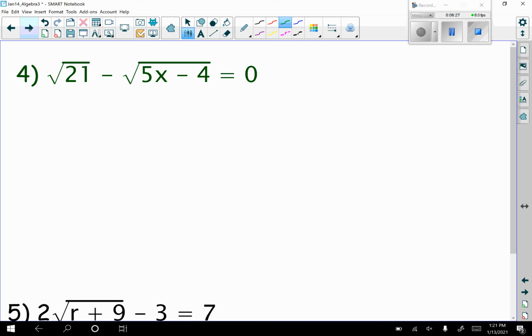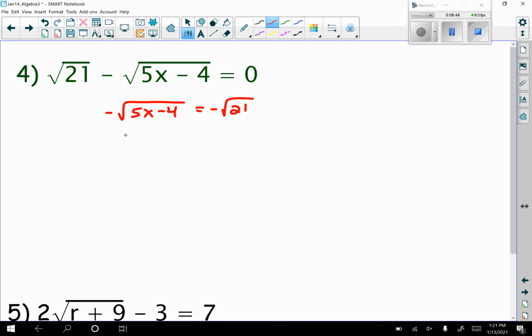All right, now here we have two radicals technically, but we only have a variable underneath one of them. So this radical 21, even though there's a radical, it's just a number. So what I'm going to do is, just like all the others, we can move the radical 21 to the other side. And I want to do it this way on purpose. Now it's going to become a negative radical 21.